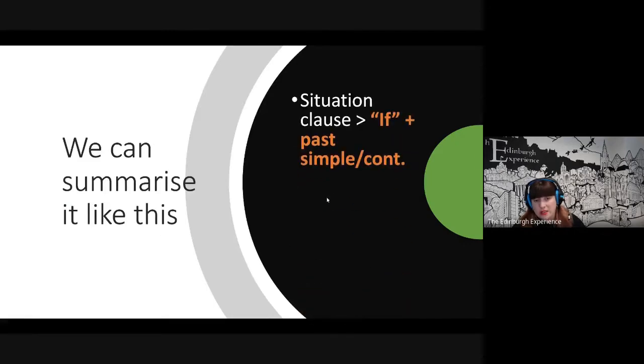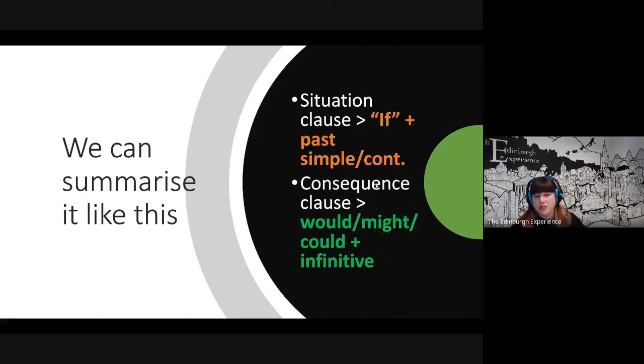So we could summarize it like this. If I'm constructing a second conditional, I can use if with the past simple or the past continuous. My consequence clause might be with would, but it could also use might or could with an infinitive. I could also bring in words like probably and definitely to add more speculation to the sentence that I'm using.